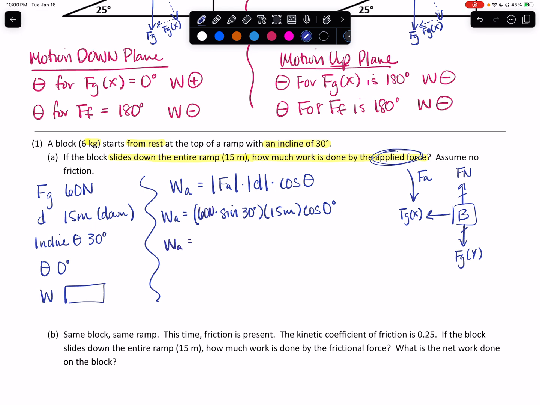All right, so if I take 60 newtons times the sine of 30, and then multiply it by 15, and then the cosine of 0, which I know is 1, then I'm going to find that I'm doing 367.5 joules worth of work here. Now I could have done the calculation for Fg x off to the side and then plug that value in, but for me it was just as easy to put it in. But you do it how it works best for you.